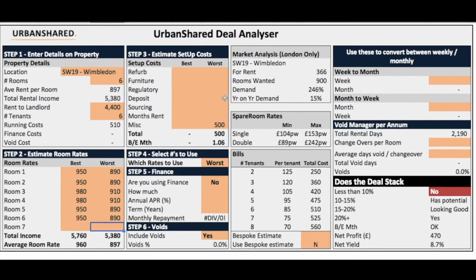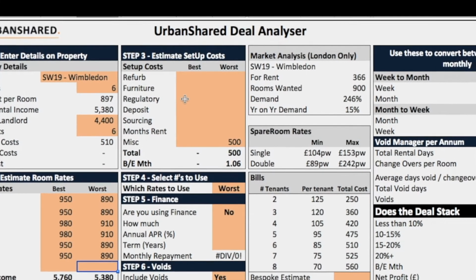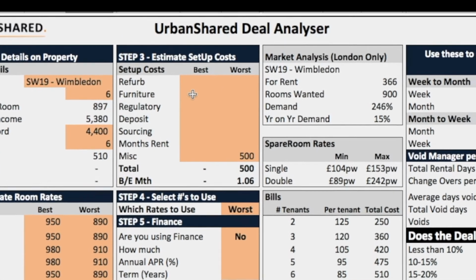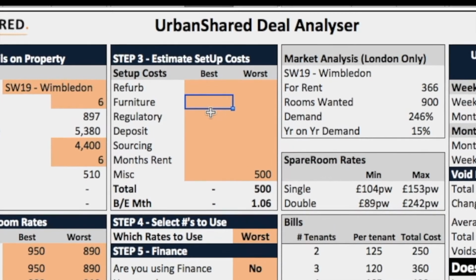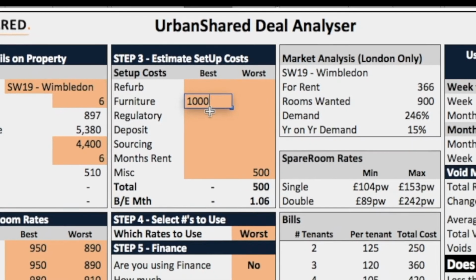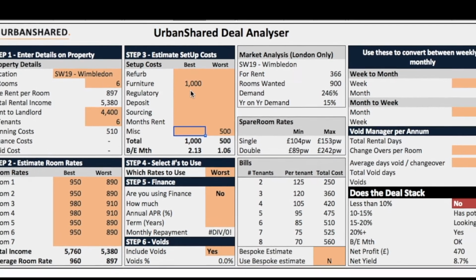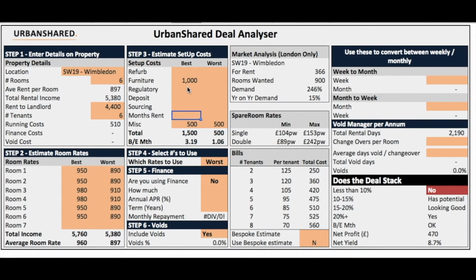in terms of setup costs, which is this section here, the property was already licensed. It didn't need any refurb, so it was really just a question of furniture, and there was already a fair amount there. So we estimated, I know this sounds bonkers, we estimated £1,000 for the furniture and £500 as miscellaneous. We don't pay a month's rent in advance, and we no longer pay deposits. But if you paid for a refurb or a license or any regulatory work, deposits, sourcing, month's rent or miscellaneous, that's where you'd put the numbers here.